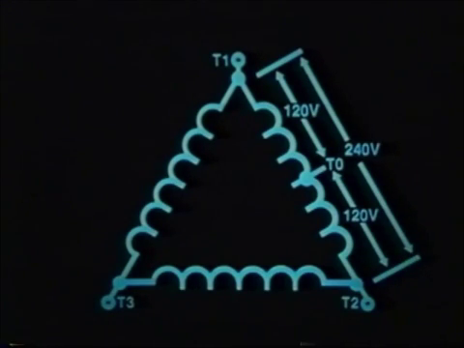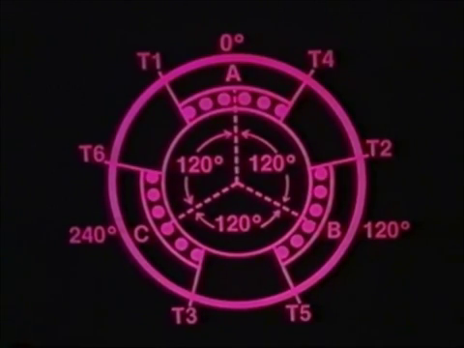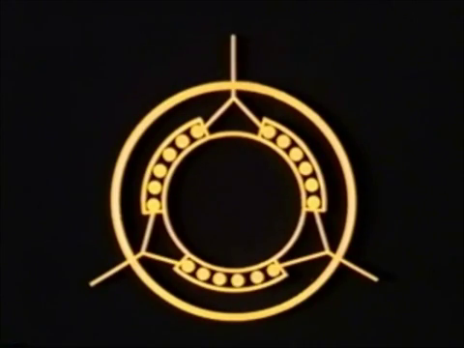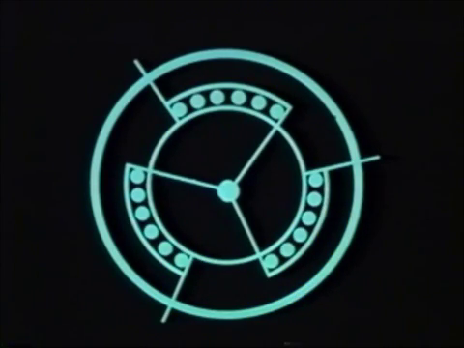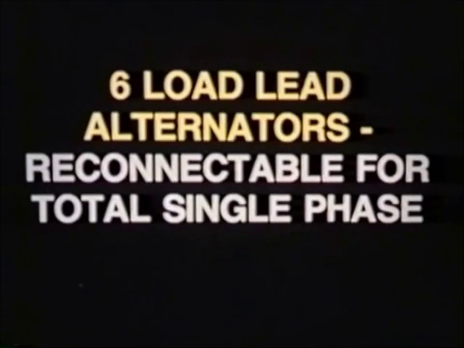If the voltage for each phase of a delta-connected alternator is 240 volts, the center tap lead to either adjacent load lead can provide 120 volts single phase. 6-load lead, three-phase alternators may be connected with either a delta connection or a Y connection. 6-load lead alternators can also be reconnected to provide total single-phase output, as we will discuss in a few minutes.